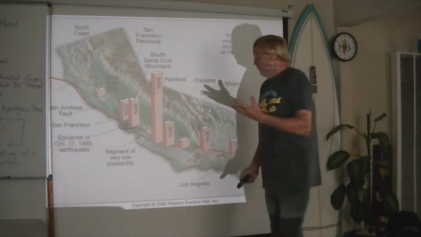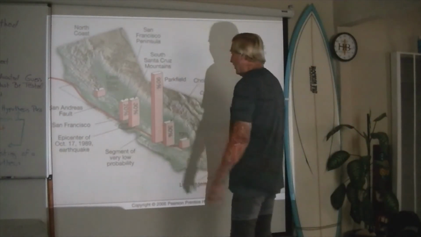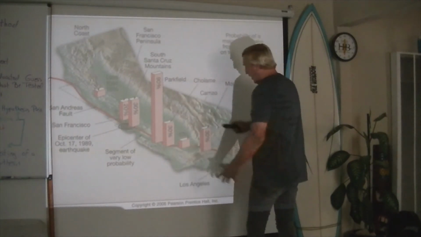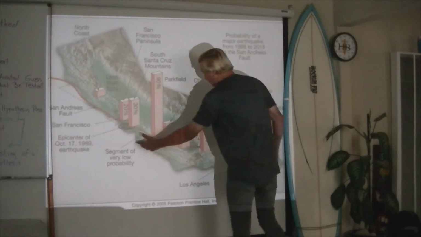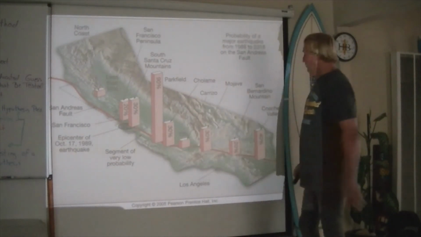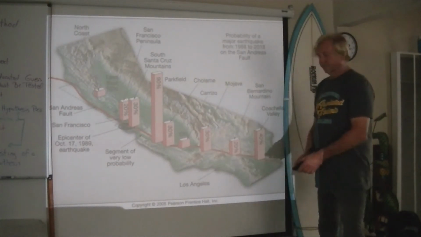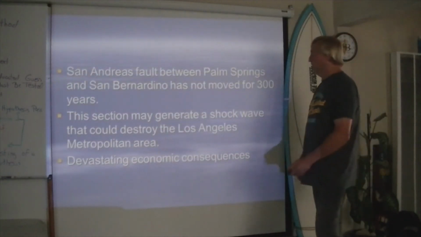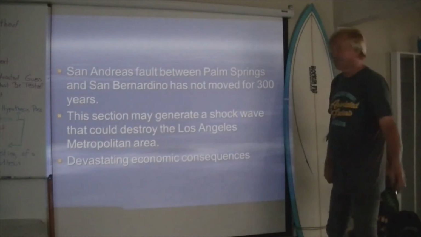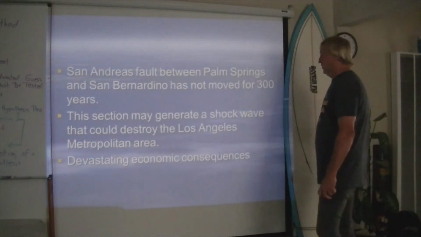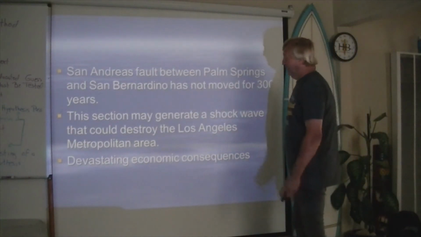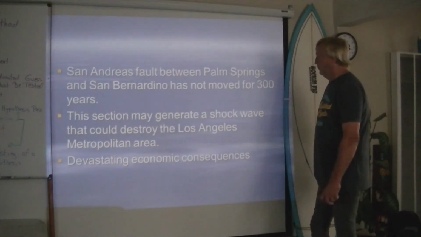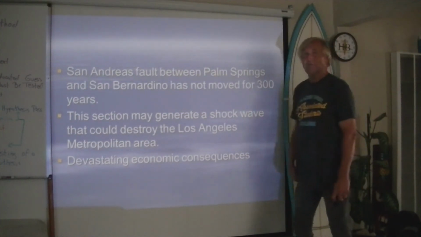So what we've learned through the scientific method is simply that the San Andreas Fault is this plate boundary between the North America plate and the Pacific plate, and that this fault does not move at a uniform rate. So the San Andreas Fault between Palm Springs and San Bernardino has not moved in 300 years. This section could generate a shock wave easily. An 8.0 earthquake is not even out of the range of this fault at all. It might even go higher.